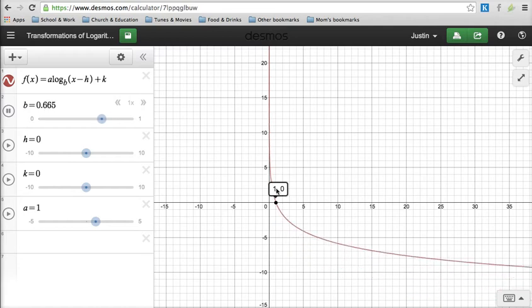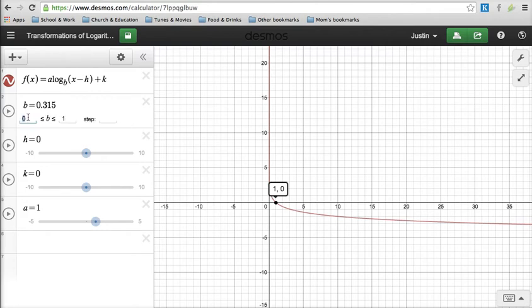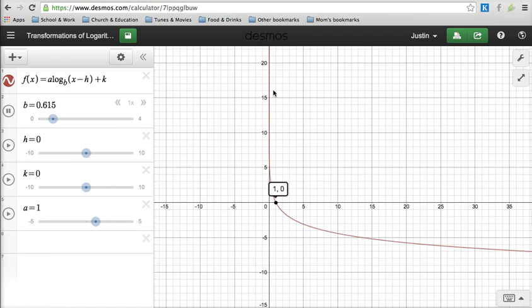So remember, when b is positive and greater than 1, it goes like this. When b is between 0 and 1, so like a fraction or a decimal, it goes like this. Between like 1 and 4, or 1 in a million, it looks like this. Good.